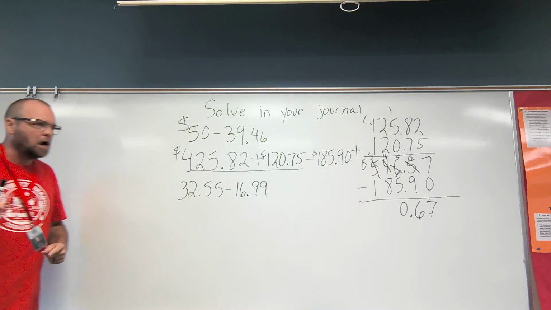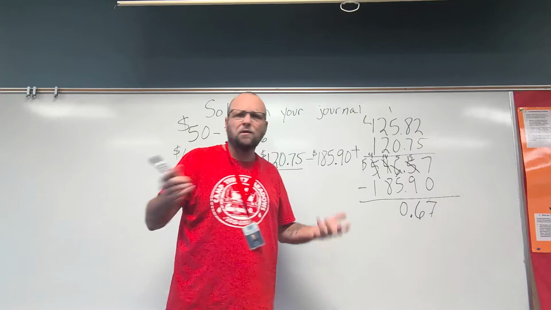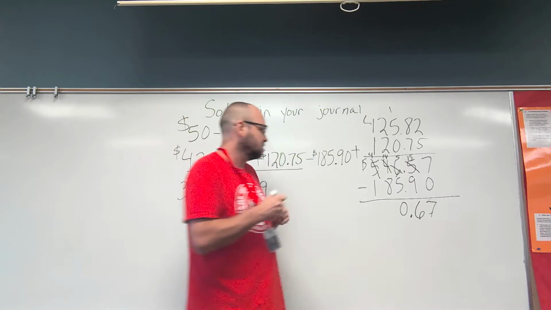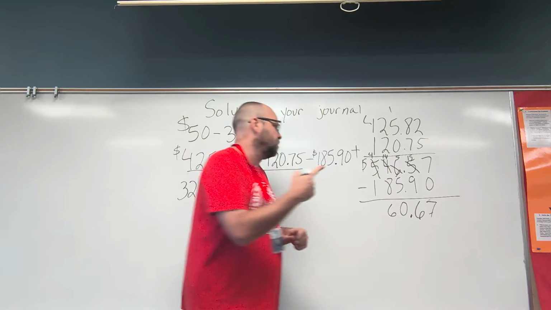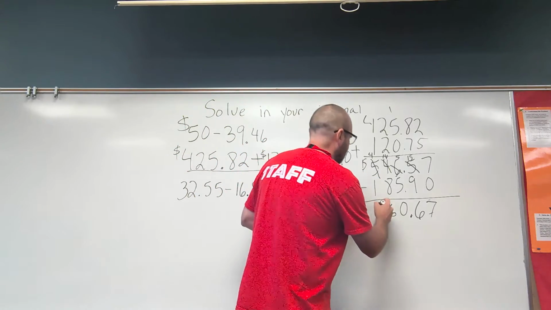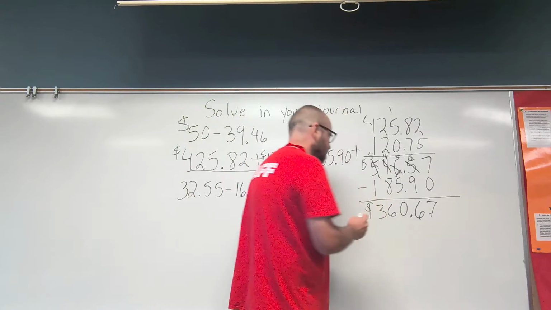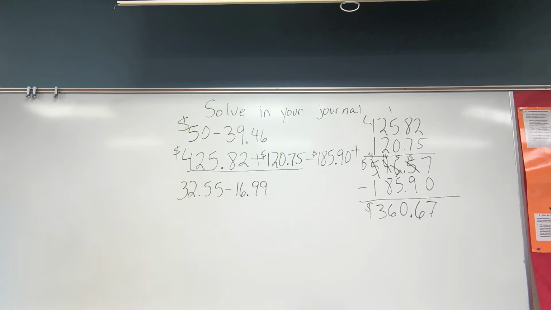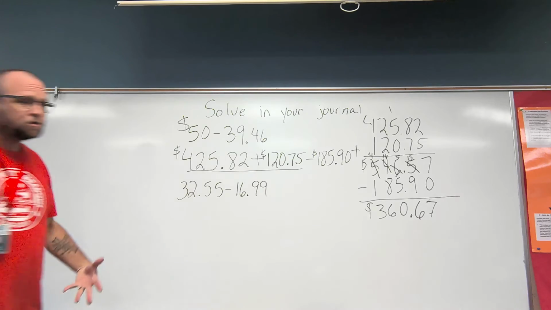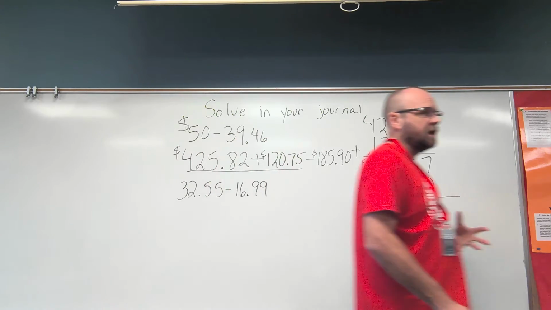Zoe says, hey, give me 8 of them. And that leaves me with how many? 6. And I have 4 $100 bills. Zoe comes up here and she kicks me in the shin and takes away one of them. So now I should have $360.67. So that's what you should have gotten on that problem yesterday.